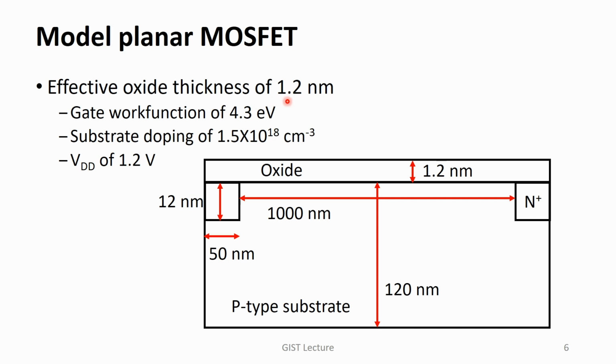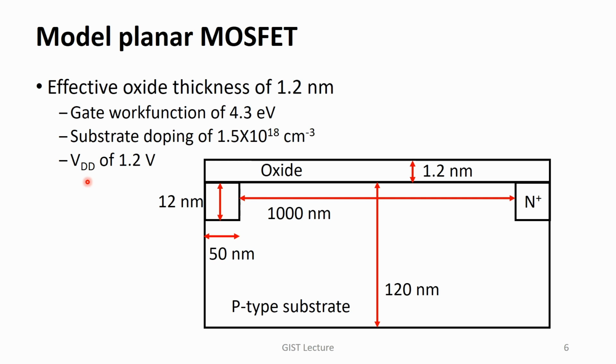Its oxide thickness is 1.2 nanometer. The metal gate work function is 4.3 electron volt. The substrate doping is 1.5 times 10 to the 18 per cubic centimeter. VDD is assumed to be 1.2 volt.